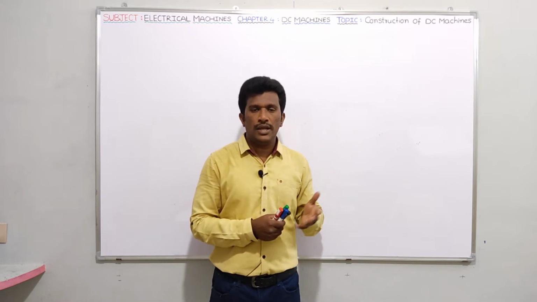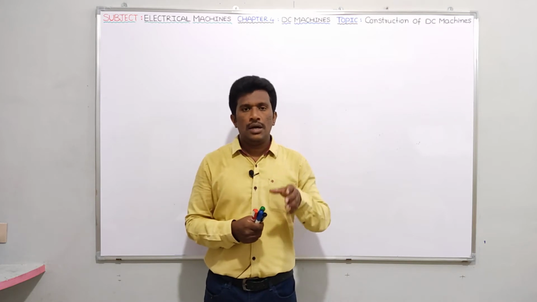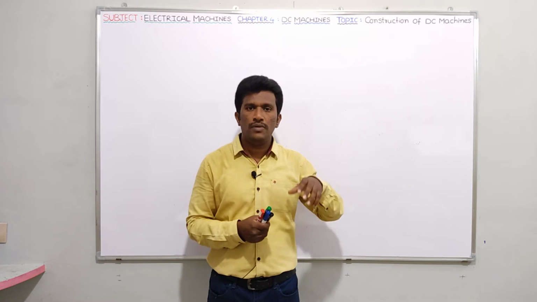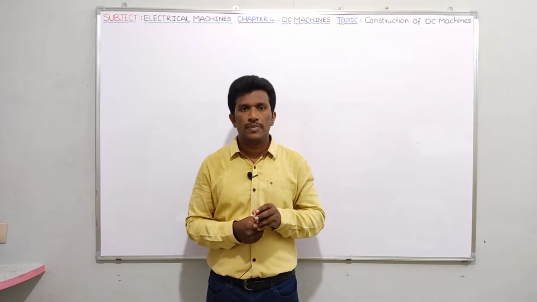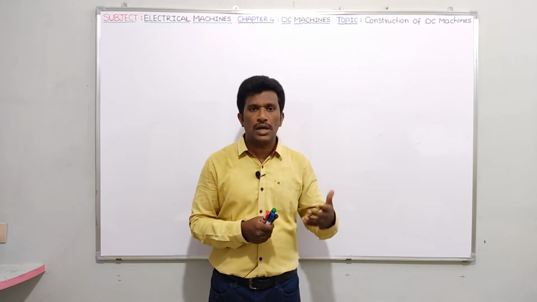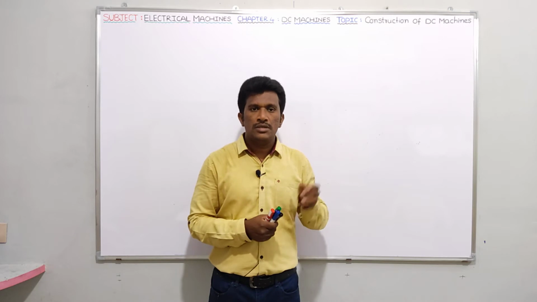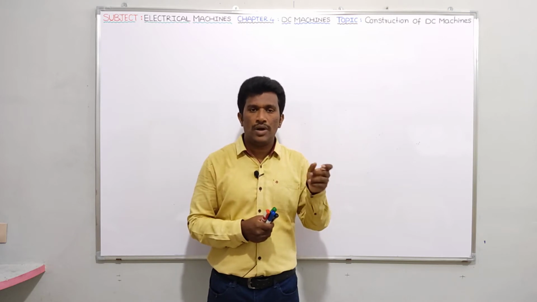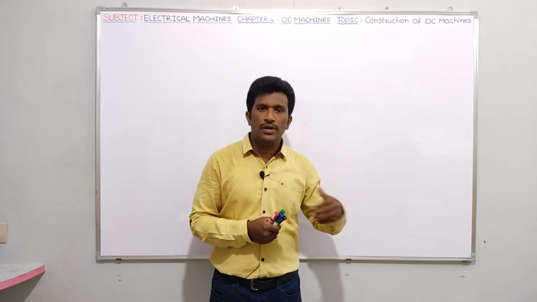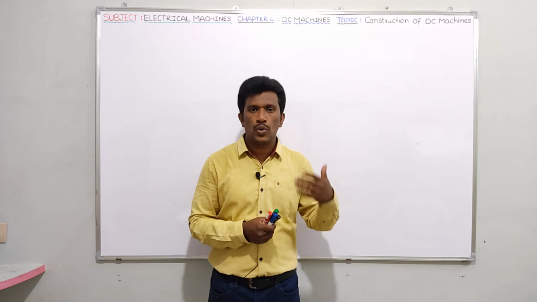If you see field winding, generally field winding will be connected to armature. Suppose if it is a series machine, field winding will be connected in series with armature, and if it is a shunt machine, field winding will be connected in shunt or in parallel with armature. In a series machine, series field winding resistance value is very less, around 1 ohm, and in a shunt machine, shunt field winding resistance will be large, around 100 to 200 ohms.